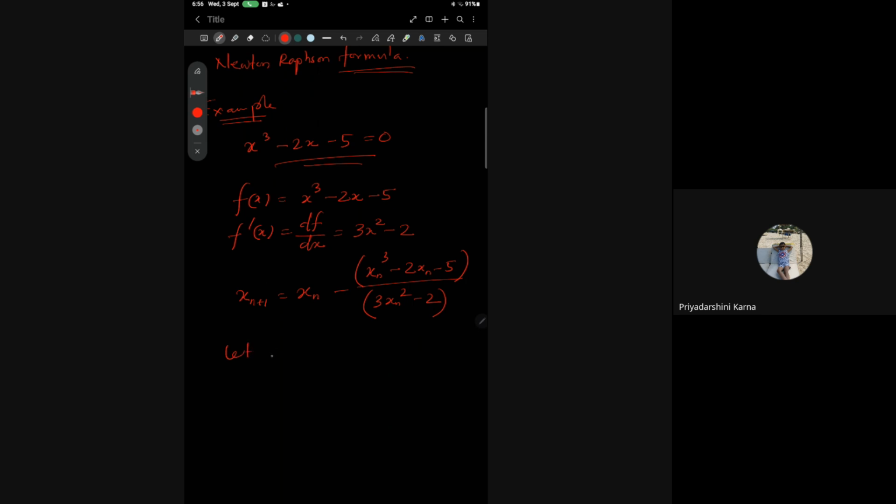Let my first guess be 2, since 2 to the power 3 is 8, 2 into 2 is 4, minus 4 minus 5, that is minus 9, so 8 minus 9 is minus 1. It is close, it is not that big. Let me just take my first guess, x naught is equal to 2, let's say.